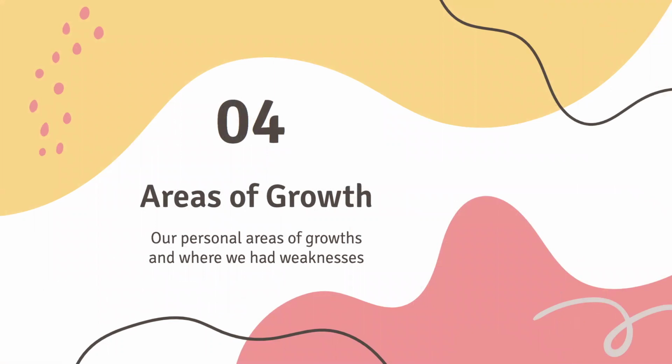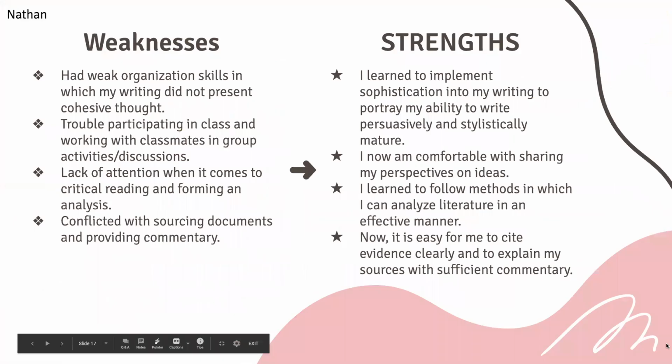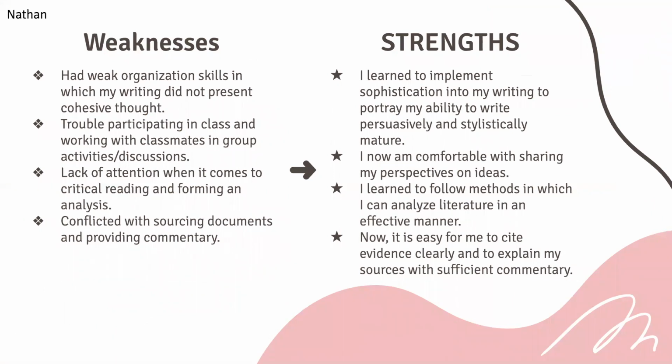Our fourth section we're going to be going over is our areas of growth. So basically our personal areas of growth and where we had weaknesses. For me, I had many weaknesses before coming into the AP English class. For example, I had weak organization skills, I had trouble participating in class, I had lack of intention, and also I was conflicted with sourcing documents and providing commentary.